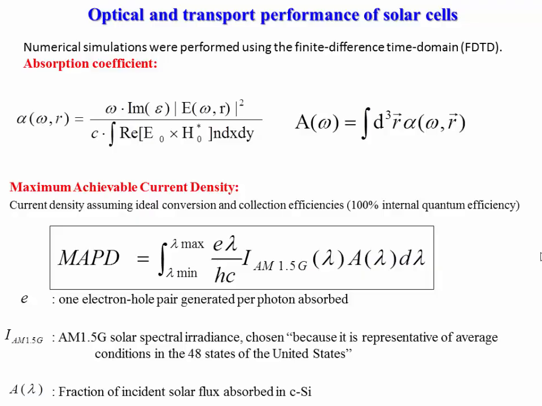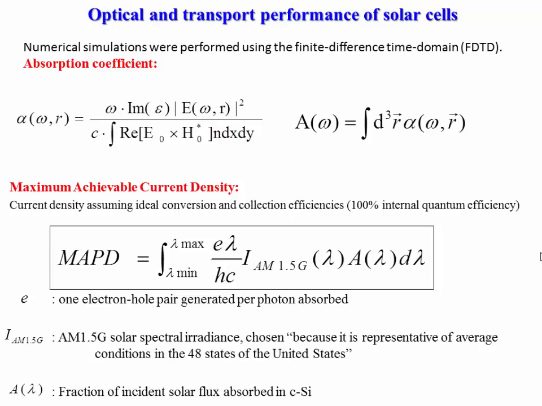So here briefly, optical and transport performance of solar cells. We used the FDTD algorithm in order to simulate the properties of our structure. In the frame of the FDTD method, we solve Maxwell equations, and then we get the absorption coefficient according to this formula. So it gives the absorption at each point of the computational mesh inside our structure. And in order to get the full frequency dependent absorption, we just integrate over the whole volume. And the MEPD we get according to this formula.